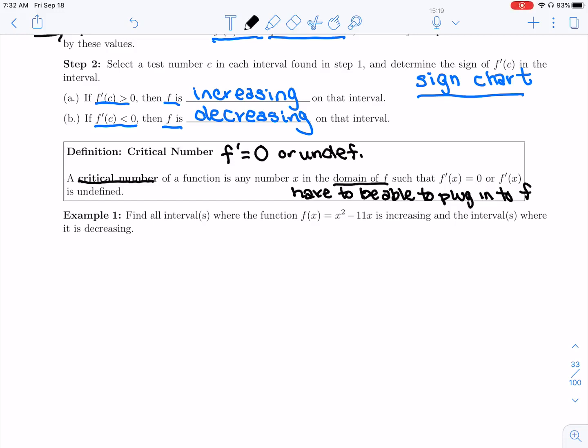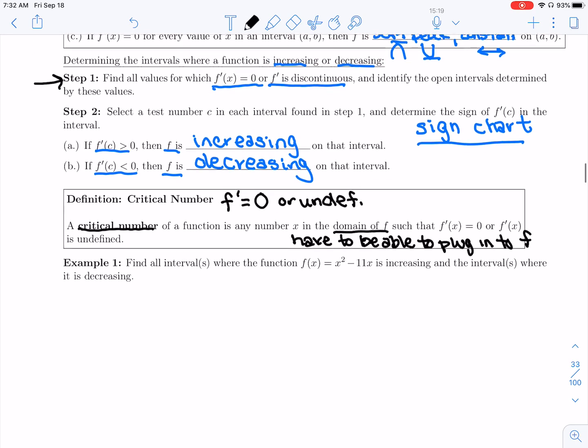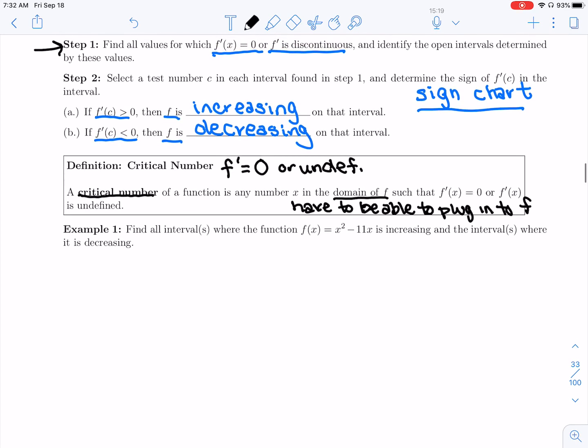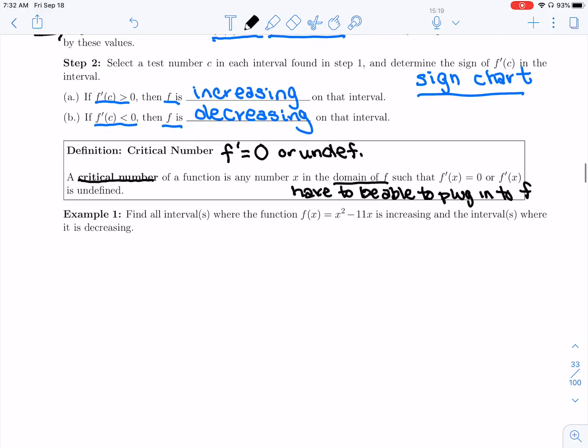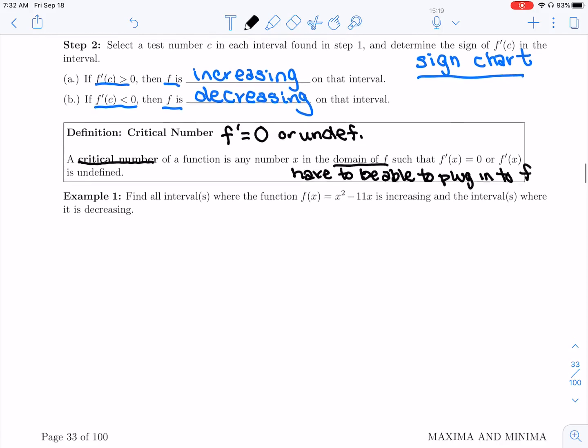Use this derivative to find all intervals where the function f of x is x squared minus 11x is increasing and the intervals where it's decreasing. So we're going to use these same two steps we just talked about. We're going to take the derivative, set it equal to 0, and then make a sign chart to figure out if it's a positive derivative on the intervals where the function was increasing, or if it's a negative derivative, we're going to conclude it was decreasing on the interval.